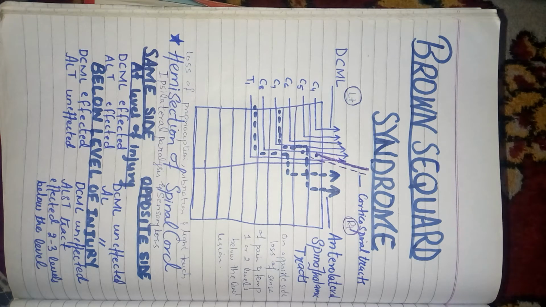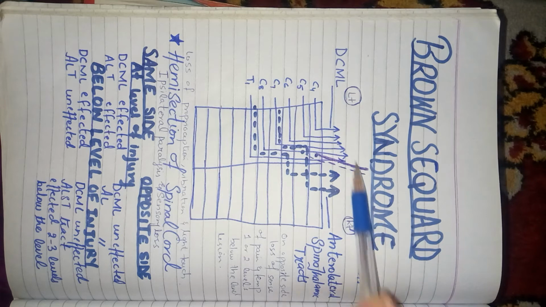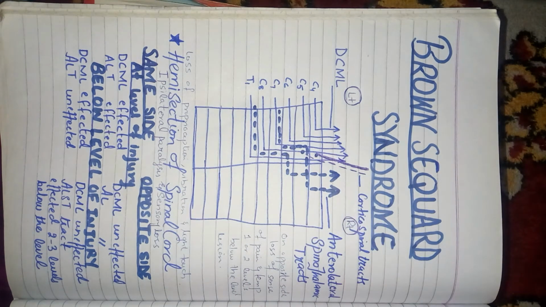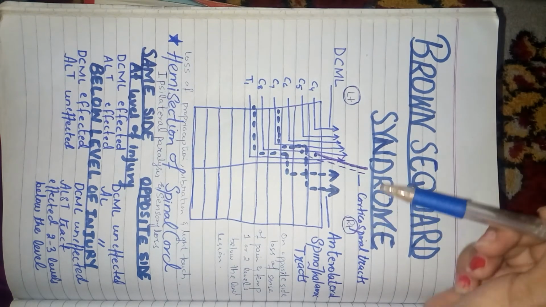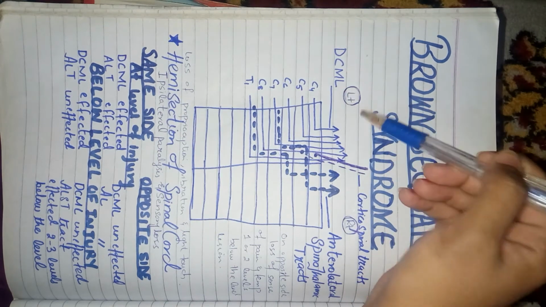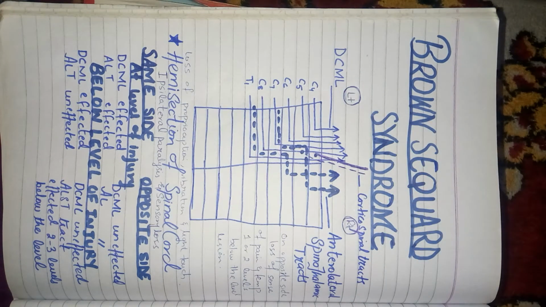That can be caused by an injury with any sharp object, or by a bullet or gunshot injury, or any accident or incident that has mainly affected one side of the spinal cord. Here I have drawn a random figure to help you understand Brown-Séquard syndrome. I have written the left side and here the right side. We'll consider the left side as the side of the injury, the side which has been affected by a gunshot or bullet injury.